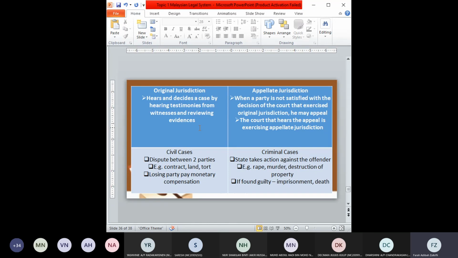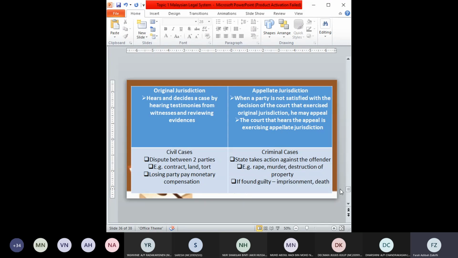When you commit a crime, the punishment is, for example, imprisonment. If an offense is punishable with imprisonment, you can be imprisoned. You can be put in jail if you commit the wrong, or you can be sentenced to death, or you can be fined, boleh didenda, or you can be whipped, boleh disebat di atas kesalahan tu. That is a criminal case.